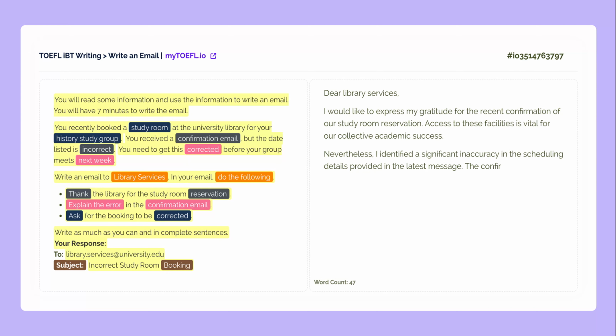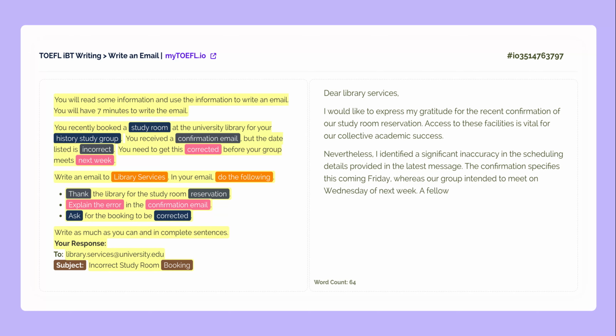The confirmation specifies this coming Friday, whereas our group intended to meet on Wednesday of next week. Now, we provide the specific details of the error. We start with, the confirmation specifies, to describe the current wrong state. Then we mention the wrong date, this coming Friday. We use the contrast word, whereas our group intended to meet, to introduce the correct information. We finish with the right date, on Wednesday of next week. Providing this contrast makes the error easy to understand.